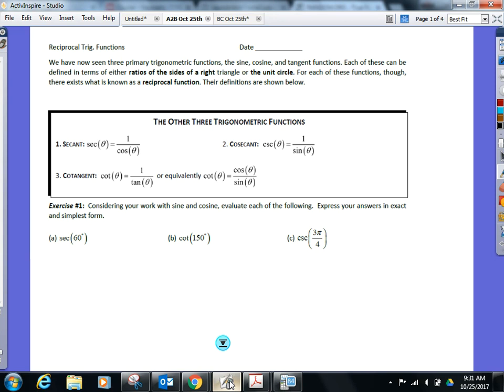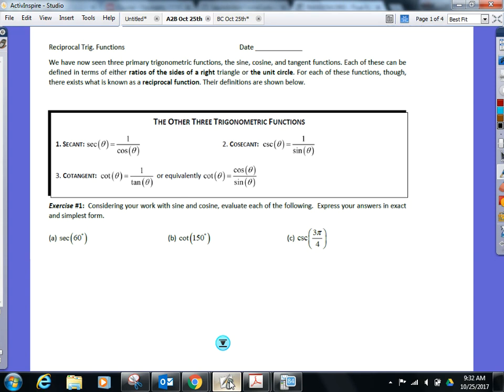Okay? Let me introduce you to the first new one. It's called secant. S-E-C-A-N-T. Just like those back there, sine, cosine, and tangent, we abbreviate it. We don't write out the word secant, we abbreviate it SEC. Okay? As you can see, what is secant related to? It's related to cosine. It's the reciprocal. I take cosine and flip it.